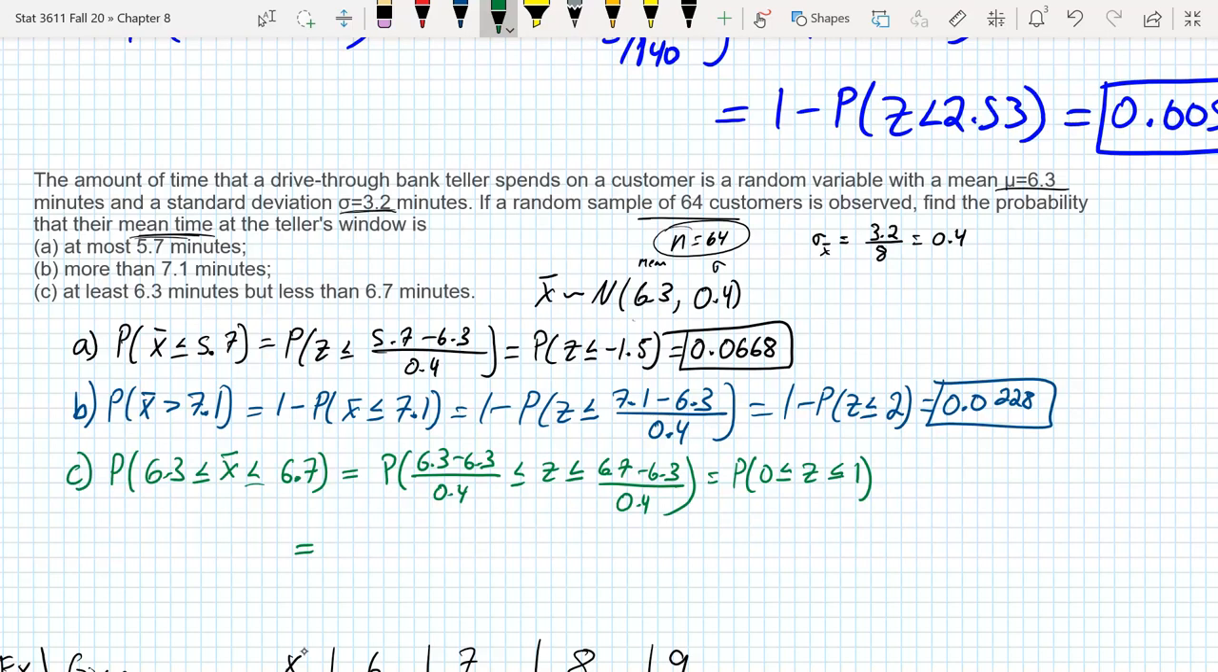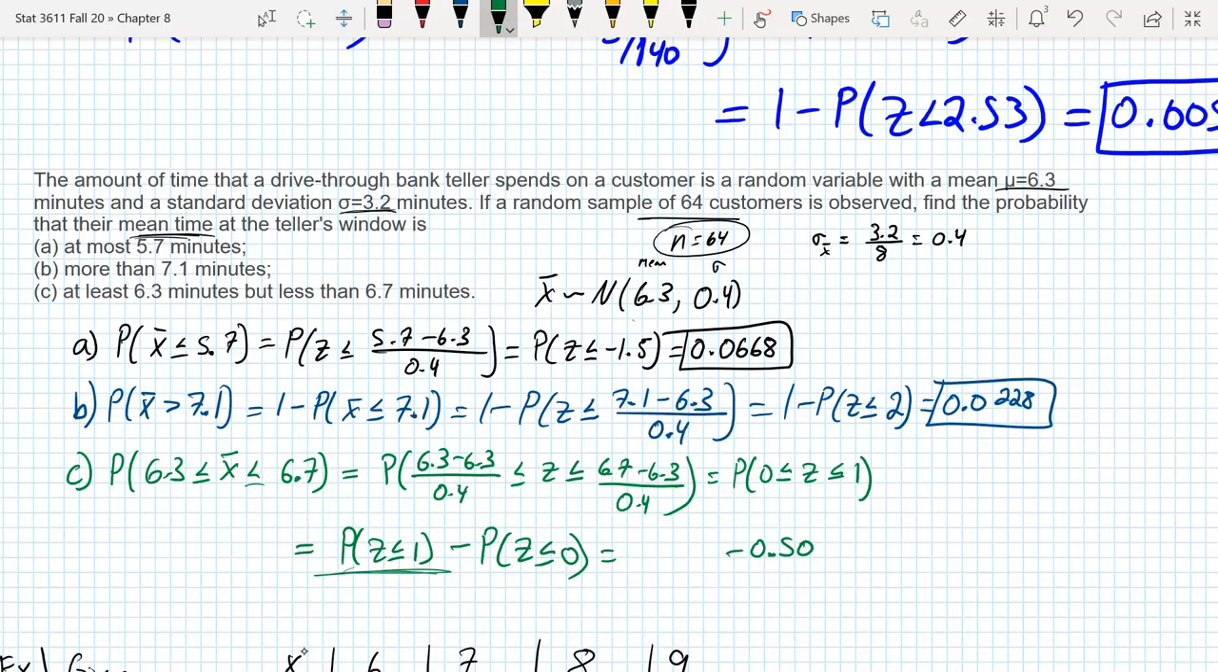The way I would do this is I would take all the probability that z is less than or equal to 1, and subtract the probability that we don't want. We don't want the probability where z is less than or equal to 0. Hopefully we know what that is without having to look it up. That is the standard normal random variable right in the middle at the mean. That is 50%. What we just need to look up is the probability that z is less than or equal to 1, minus 0.50.